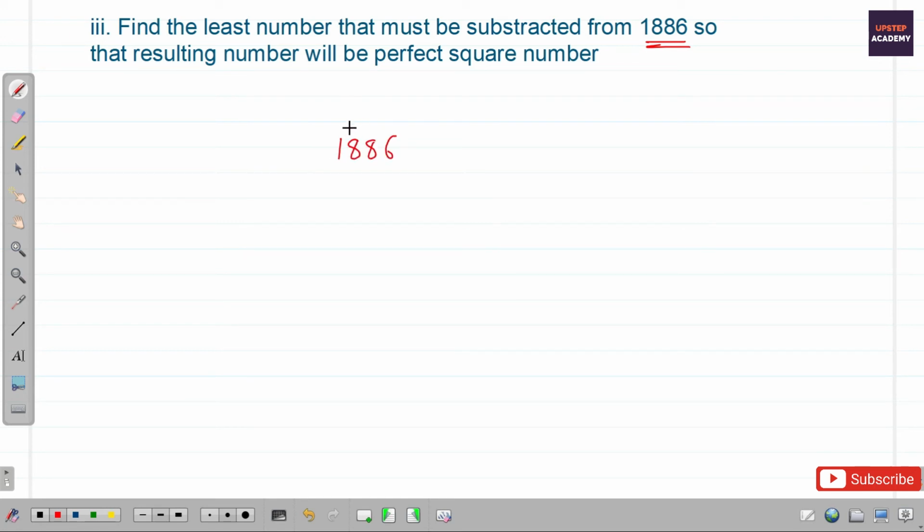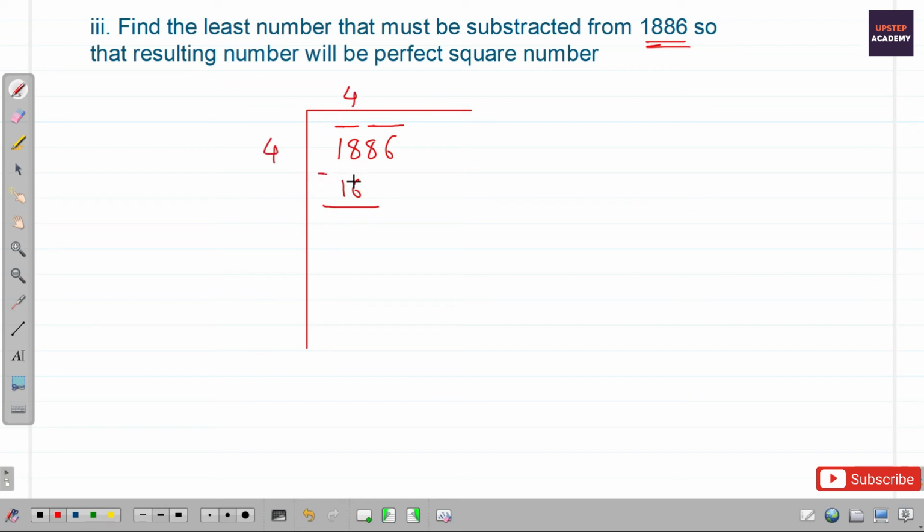Then we will group the given number. Of course we have to start grouping from the right hand side and go to the left. 86 will be the first group and 18 will be the other group. Let us put two lines together. 18 is not a perfect square number, so we need to find the number less than 18 which should be a perfect square number. So 16 is the perfect square number which is the square of 4, so 4 should come over here too.